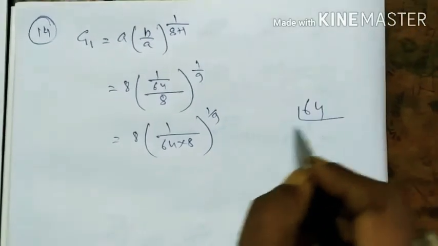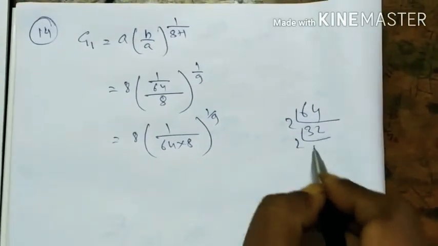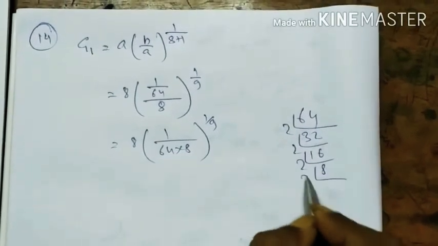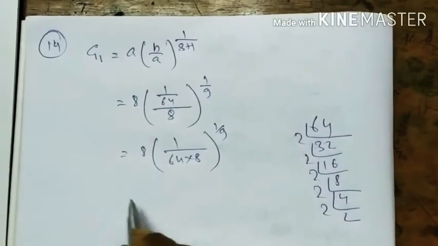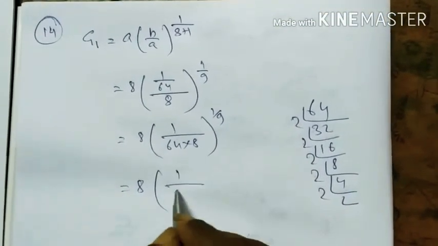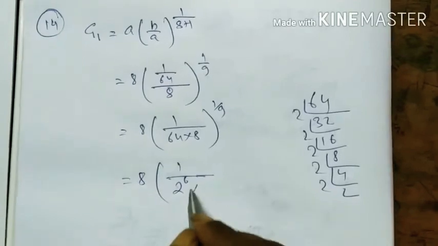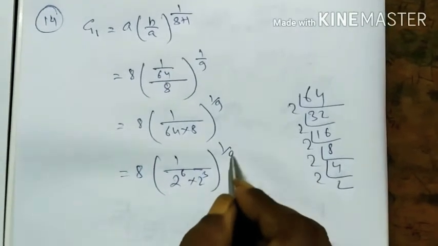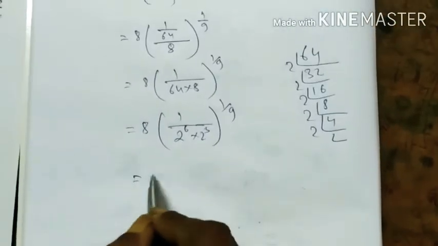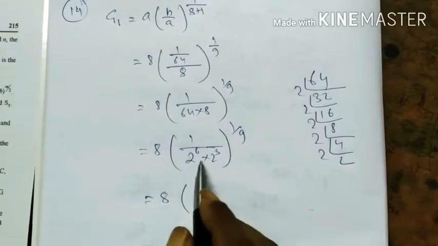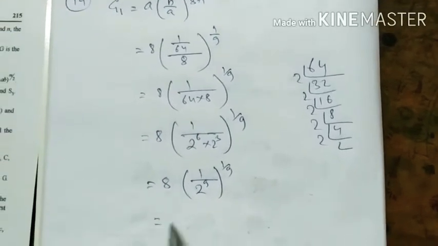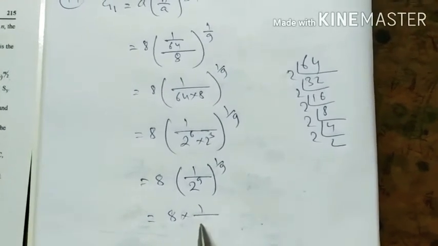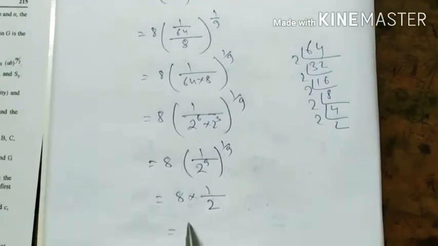So prime factorization of 64: 2, 32, 2, 16, 2, 8, 2, 4, 2, 2, 1, that is 2 to the power of 6. So this is 8 into (1 by 2 to the power of 6 into 2 to the power of 3) to the power of 1 by 9. So this becomes 8 into (1 by 2 to the power of 9) to the power of 1 by 9. So this is 8 into 1 by 2. So this will be equal to 4. This is G1.